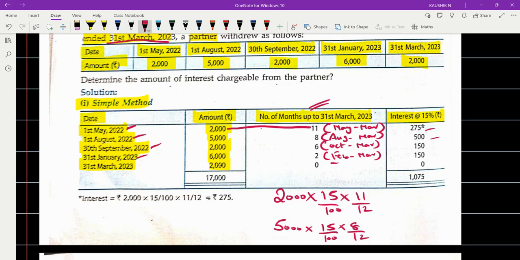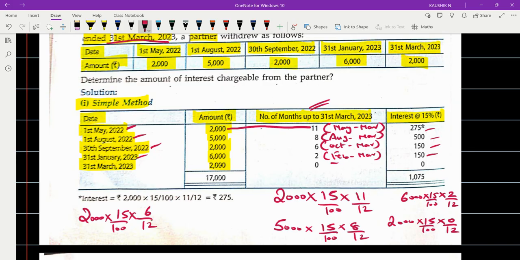In the third case, 2000. So 2000 into 15 by 100 into how many months? 6 months, 6 by 12. That will give you 150. The fourth case, 6000. So 6000 into 15 by 100 into 2 by 12. If you do this, you'll get 150. And the last will be 0. The value of withdrawal is 2000 into 15 by 100 into 0 by 12. When you multiply anything by 0, that will give you 0.